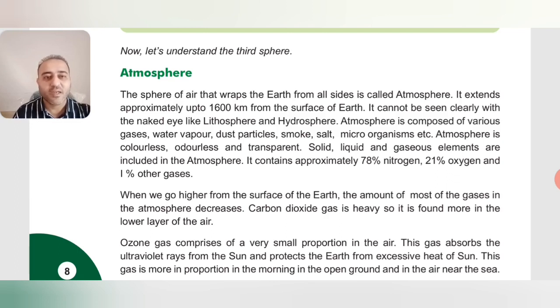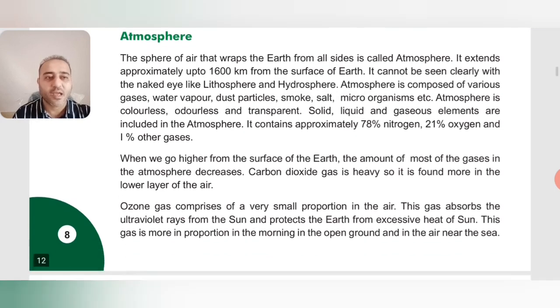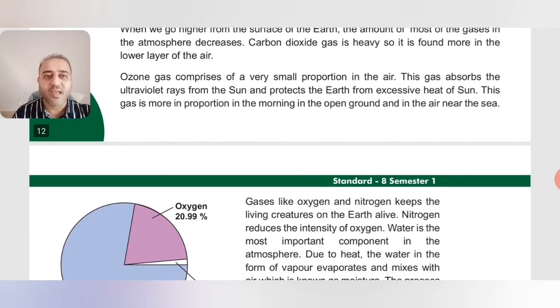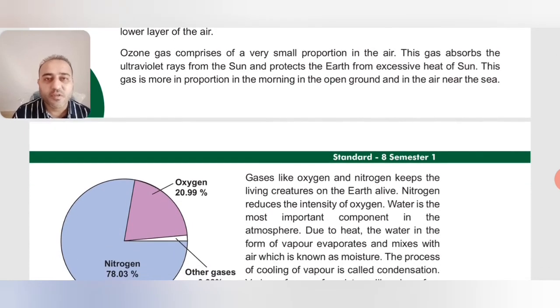Then it is given that ozone gas comprises a very small proportion in the air. And as we know, ozone gas is very important for us, because it is the only gas because of which the ozone layer is created around the surface of the earth. When the sun rays fall on the earth, this ozone layer absorbs the rays of the sun. That is, from the rays of the sun, it absorbs the ultraviolet radiations, known as the UV rays.